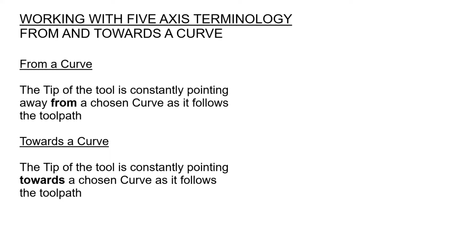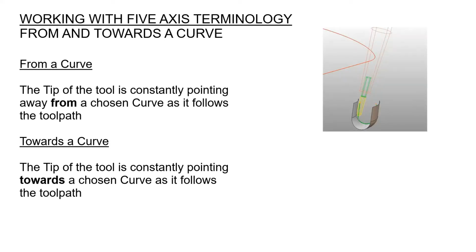From a curve is when the tip of the tool is constantly pointing away from a chosen curve as it follows the toolpath. In the first picture, you can see that as we strike a line from the tip of the tool up through the tool axis, it would intersect with the chosen curve. In this case, the tool always points away from the curve.